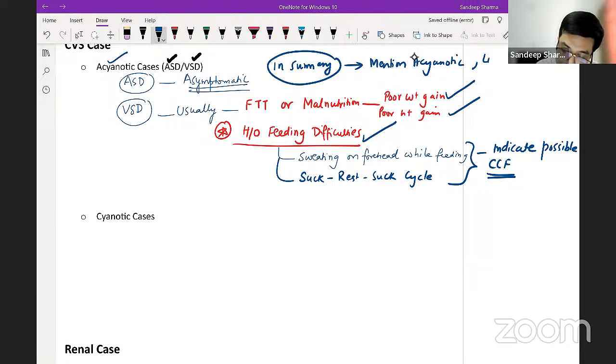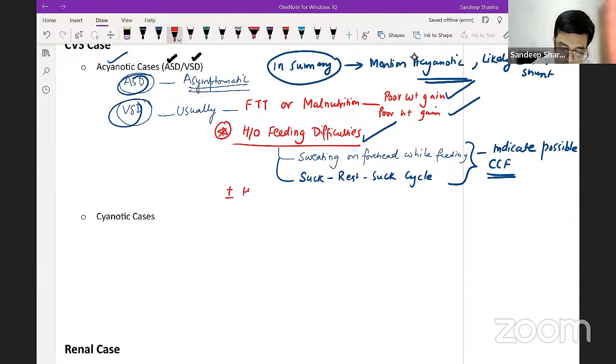Likely left to right shunt. Likely left to right shunt. You don't mention the word VSD or ASD, but these are the usual presentations of these patients that you need to ask for, right? And third thing, VSD patients, because of increased pulmonary blood flow and pulmonary plethora, you may or may not have history of frequent chest infections.